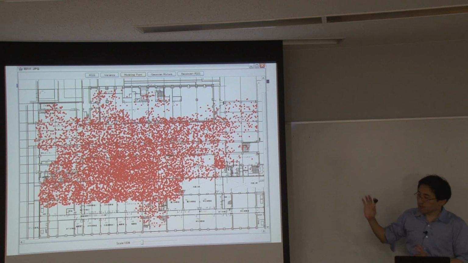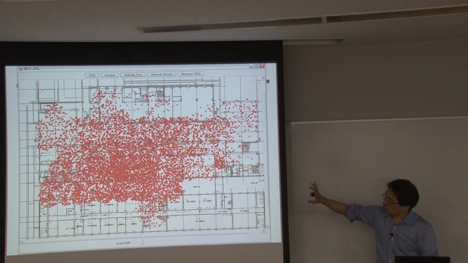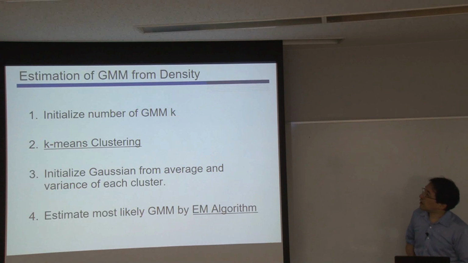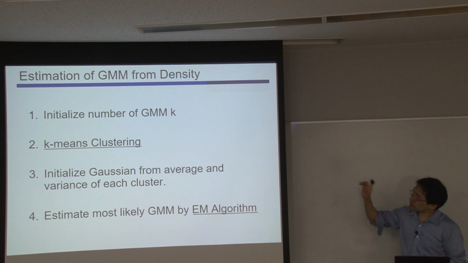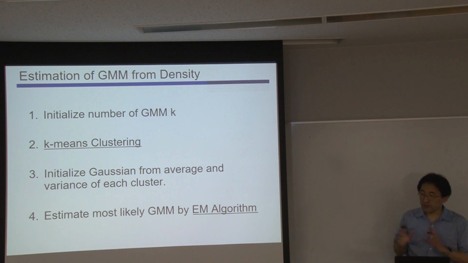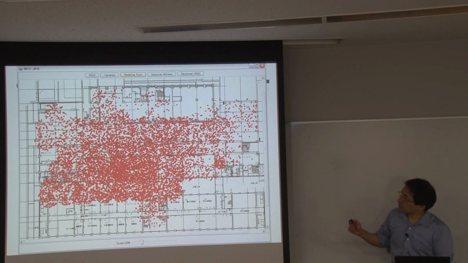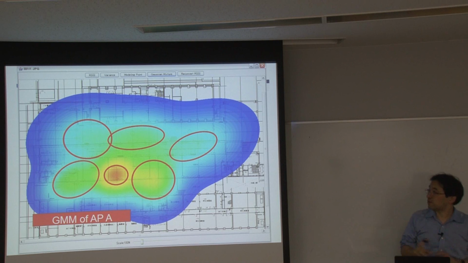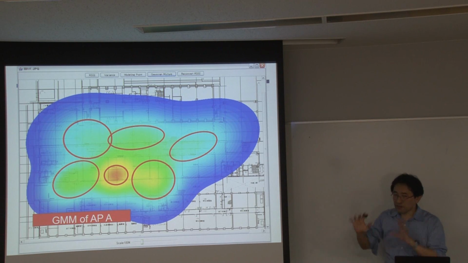Then by using this point distribution, or point density, we can estimate the Gaussians. So from here, we have this kind of algorithm. First we have to decide how many Gaussians we will use, and then cluster the points, and then use the EM algorithm to estimate the most likely Gaussian mixture model. For this one, we get different two-dimensional Gaussians put together. Now it has 7 Gaussians mixed.